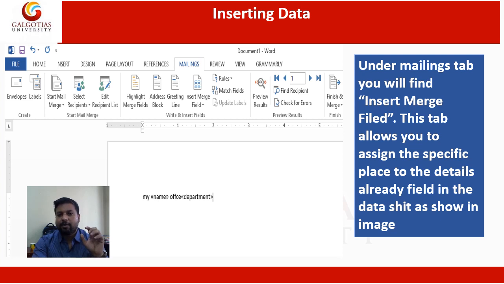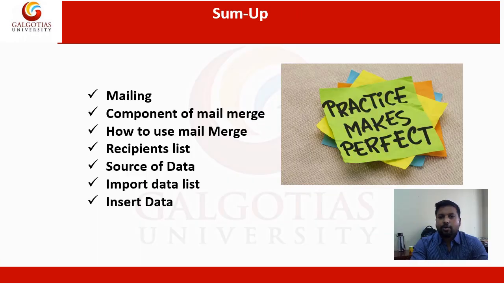Hope you understand whatever I taught you. So let's sum up. Here now we are going to sum up. Let's recall what we learned today. Okay, so first we learned what is mailing. And the second, what are the components, like the body and the list. That list we created in Excel or any other tools which I already told you. Then how to use mail merge.